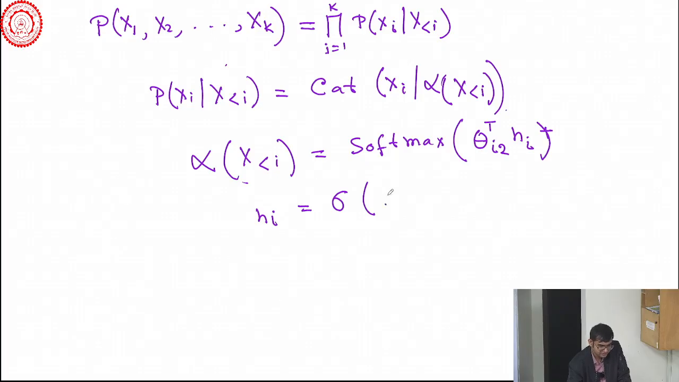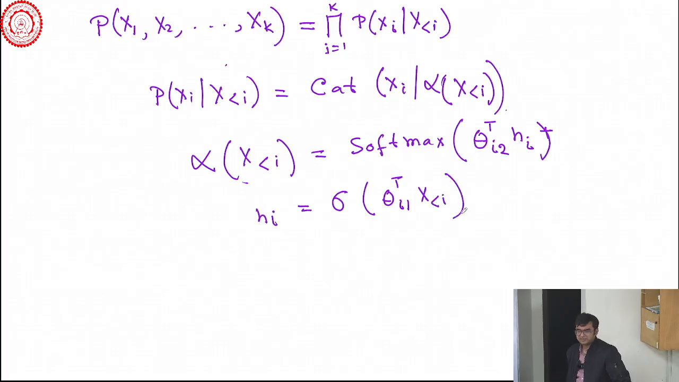So, sigma, and what is inside is theta I1 transpose x less than I, right? Again, I am not writing the bias. So, fundamentally what has changed from what we discussed last time? There are only two changes. The first change is that you are now using softmax instead of sigmoid. The second change is that the distribution is now categorical instead of Bernoulli. There is no other change, everything else remains the same.